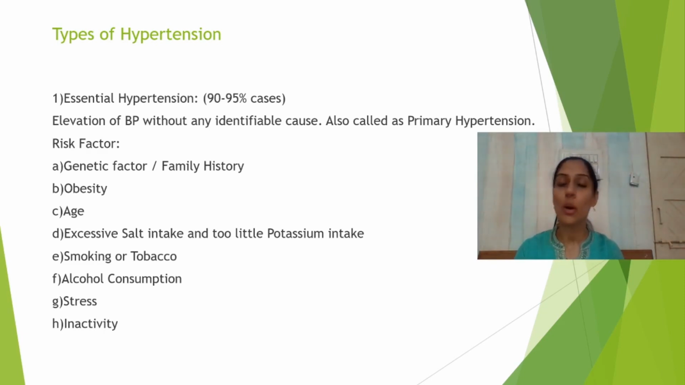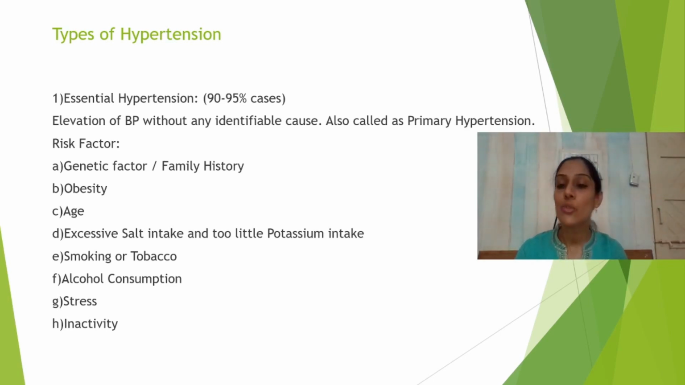Next is smoking or tobacco. Smoking or tobacco can cause damage in the arterial wall of the heart, which can lead to increase in blood pressure and hypertension. Then alcohol consumption, again it causes damage to the arteries of the heart. It decreases the blood supply. It can cause plaque formation also. Smoking, tobacco, alcohol, everything can cause plaque formation in the blood vessels, in the arteries, which can elevate blood pressure and lead to hypertension.